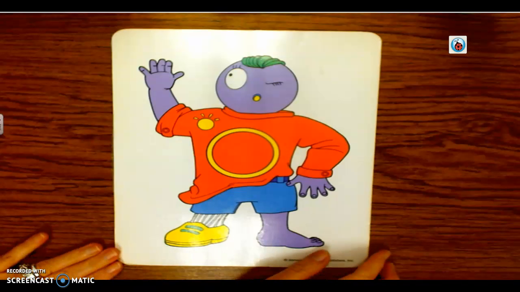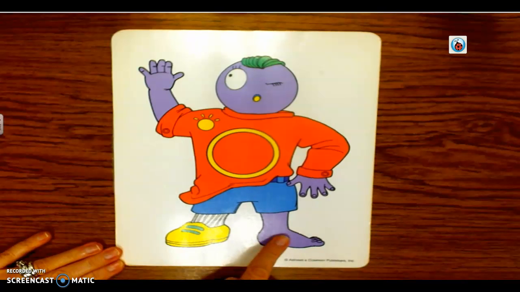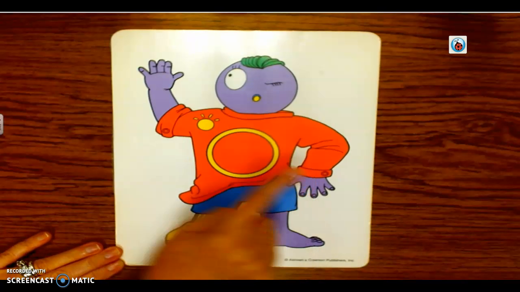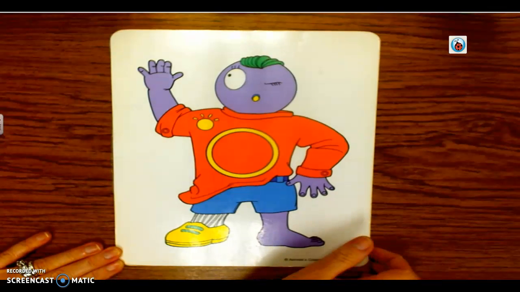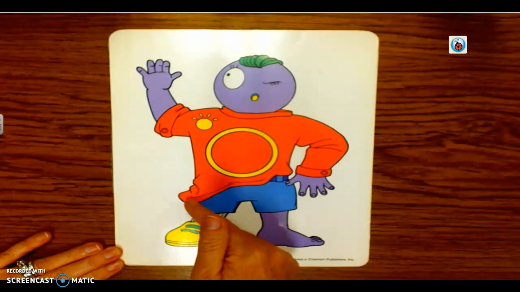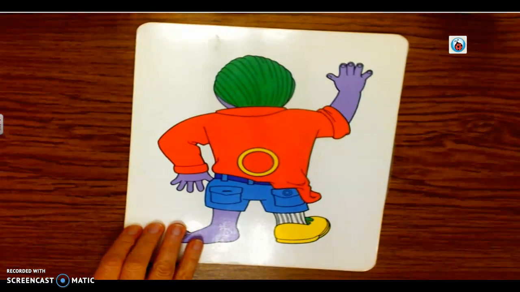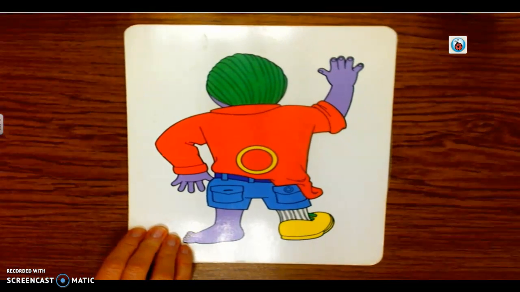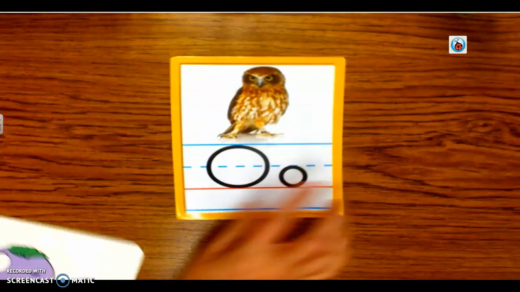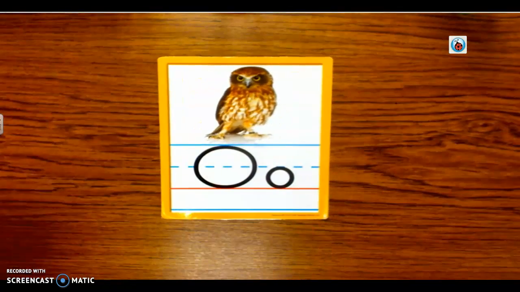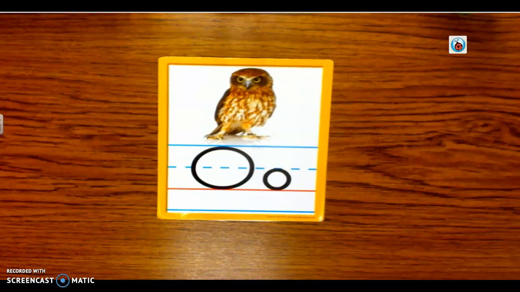And here's our character, Mr. O. He likes opposites. One shoe on, one shoe off, one sleeve down, one sleeve up, one eye open, one eye closed. One side of his shirt is tucked in, one side is out. Everything about him is opposite. And then just like we know the character O, we also just need to recognize the letter O by itself without having that character to remind us.